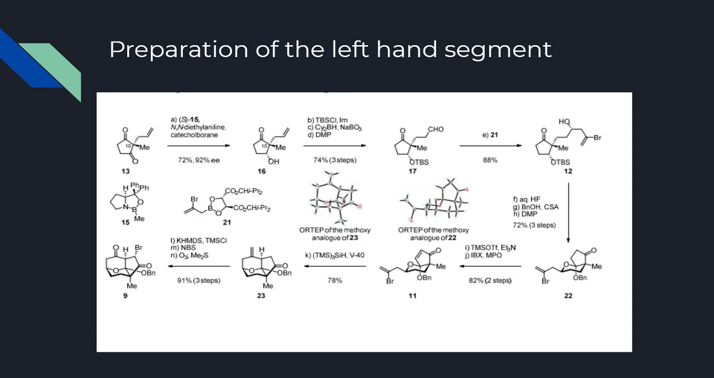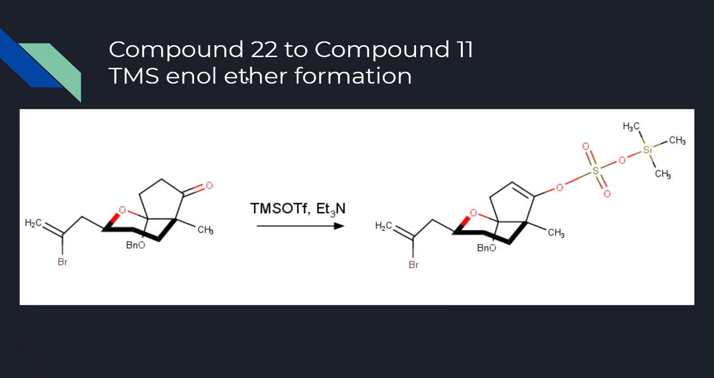See, the most difficult part about the left-hand segment is the formation of the tricyclic compound. For this segment, I'll direct my focus on how they achieve the step. Specifically, I'll talk about compound 22 right here to compound 11, and compound 11 to compound 23. This is the reaction of the TMS enol ether formation.